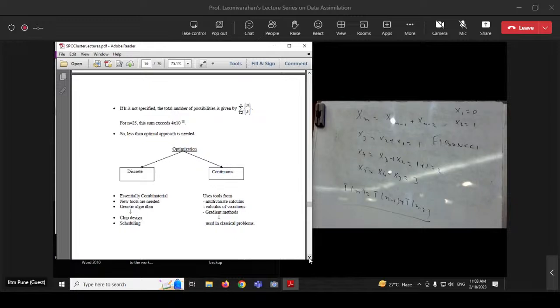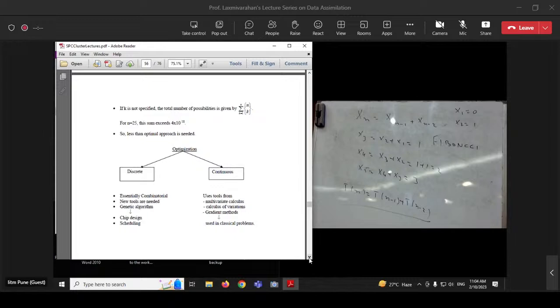In the continuous world, we use tools from multivariate calculus. So how do I define optimum for a continuous variable? The first derivative must be 0. The second derivative must be positive in univariate calculus. In multivariate calculus, what is that? The gradient must be 0. The Hessian must be symmetric and positive definite.